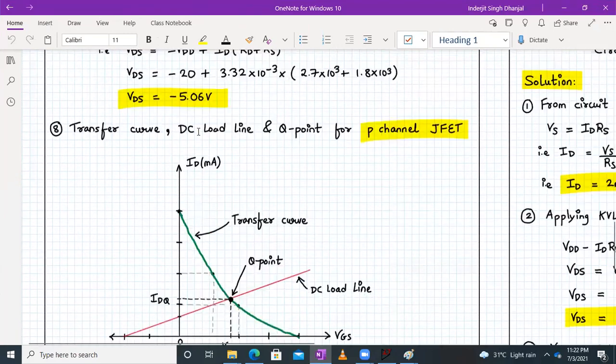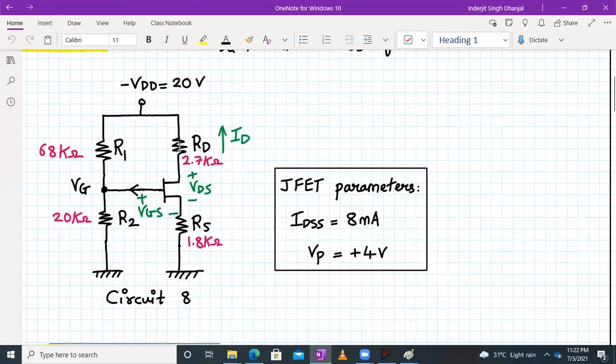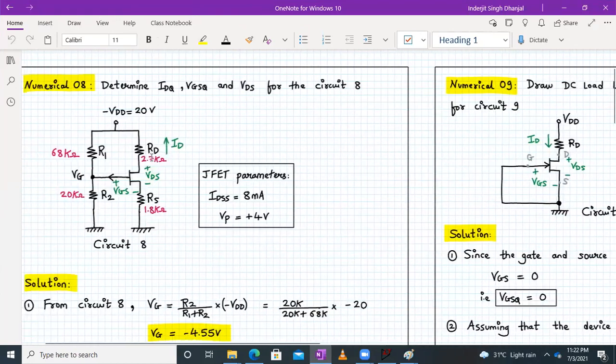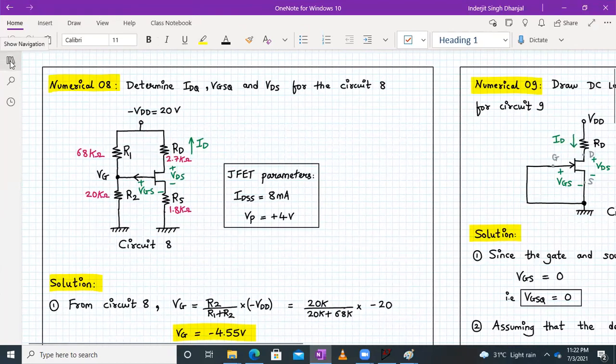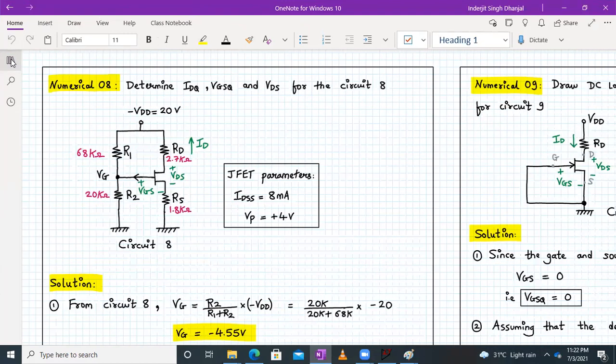I'll come back to it if I find out the technique to check the simulation results for a P channel JFET also. So until then, I think we have completed around 10 numericals on N channel JFET and including some P channel JFET. Next time we will start with the JFET DC biasing.